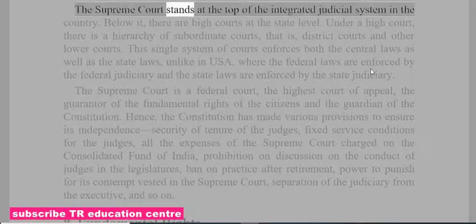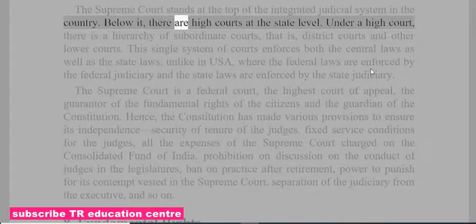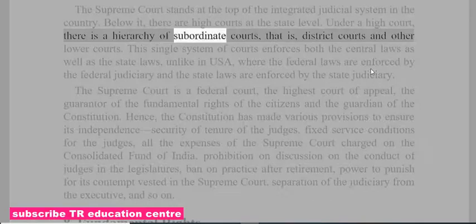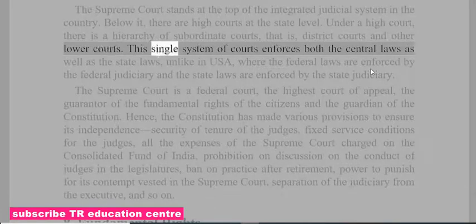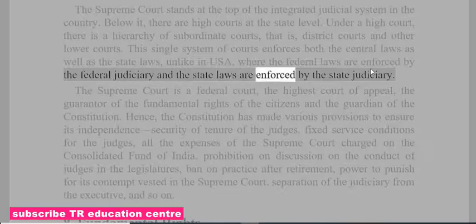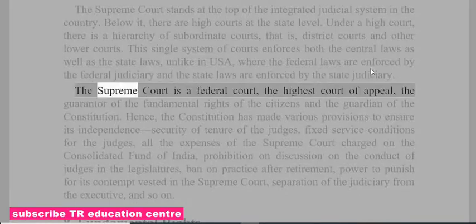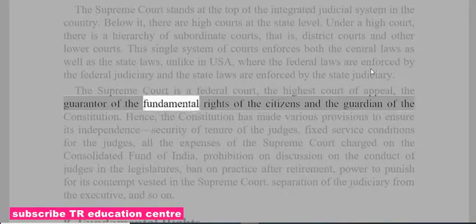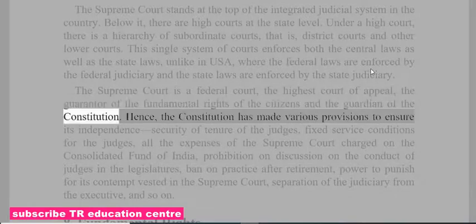The Supreme Court stands at the top of the integrated judicial system in the country. Below it, there are high courts at the state level. Under a high court, there is a hierarchy of subordinate courts, that is, district courts and other lower courts. This single system of courts enforces both the central laws as well as the state laws, unlike in the USA, where the federal laws are enforced by the federal judiciary and the state laws are enforced by the state judiciary. The Supreme Court is a federal court, the highest court of appeal, the guarantor of the fundamental rights of the citizens and the guardian of the Constitution.